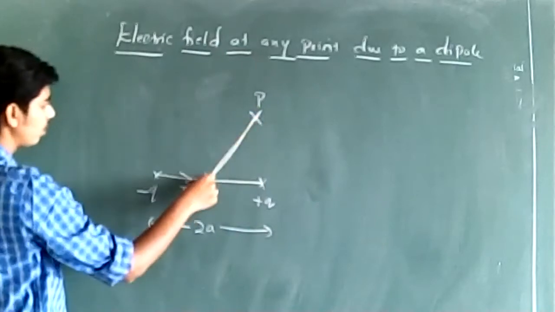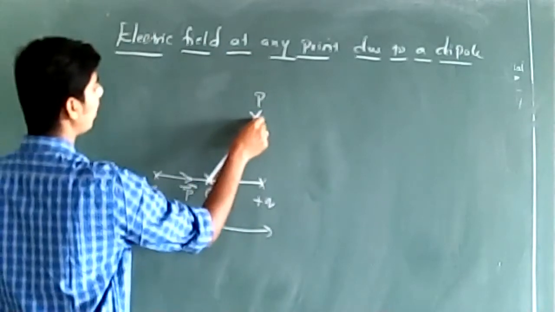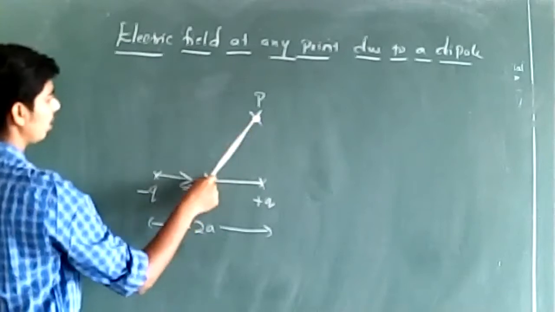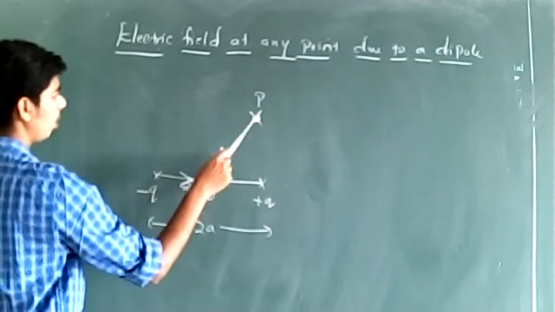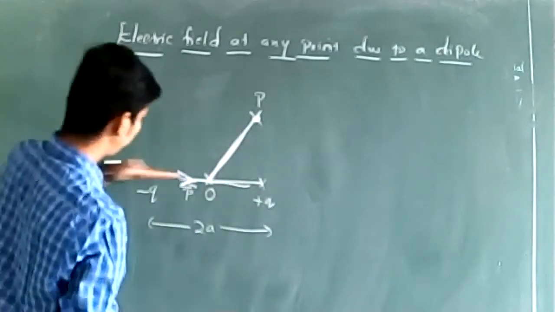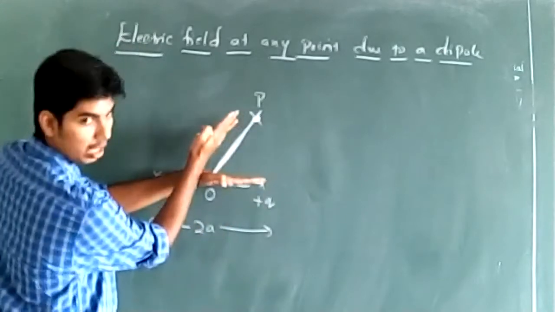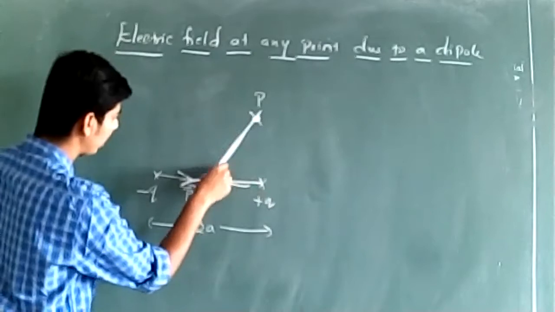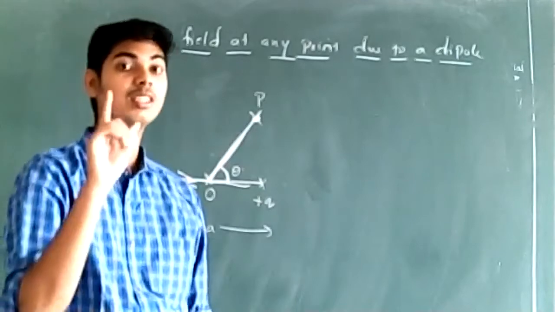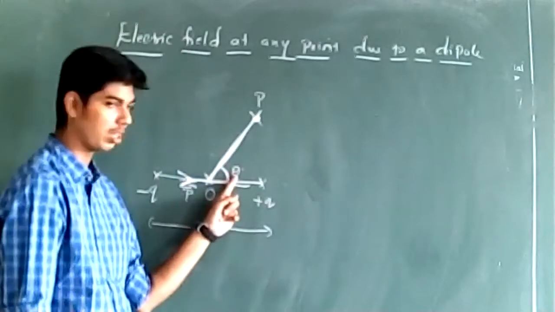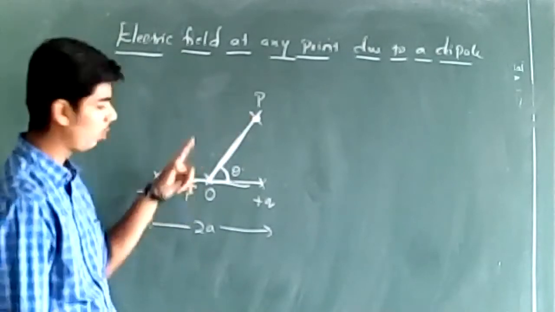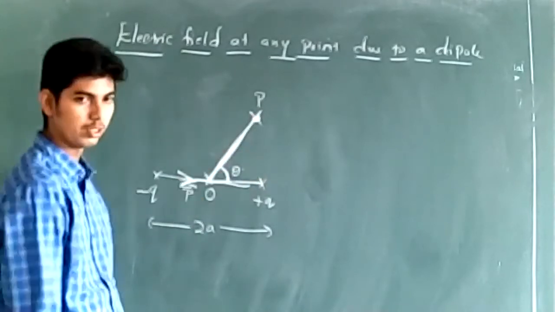See, this is a line that joins point P to the center of the dipole. Correct? And you can see that this line is making some angle with the direction of the electric dipole moment. This is the direction of the electric dipole moment. This line is making some angle with it. We'll write it as theta. What is theta? That must be clear. Theta is the angle made by the line joining point P to the center of the dipole with the direction of the dipole moment.